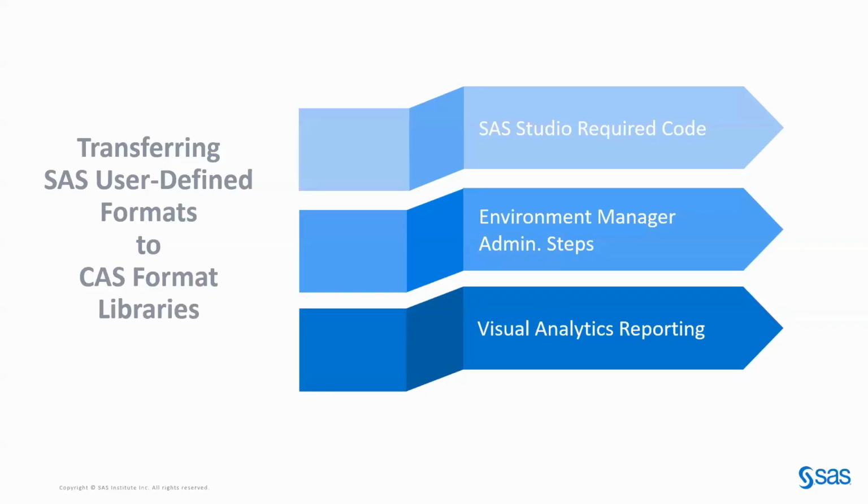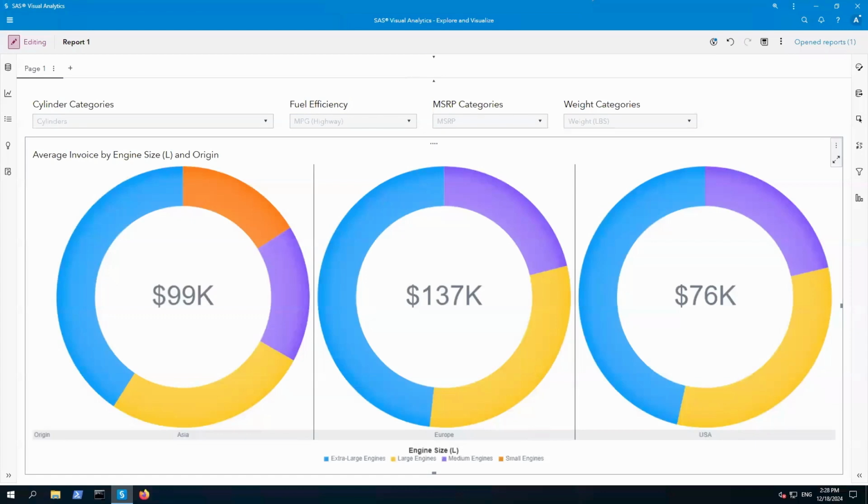Do you have Base SAS user-defined formats in a catalog that you'd like to move to a CAS format library on SAS Viya? In this video, I'll guide you through the code and administration steps required to transfer your Base SAS format catalogs to a CAS format library so that you can create reports in Visual Analytics with your custom formats applied. This is a VA report with user-defined formats already applied.